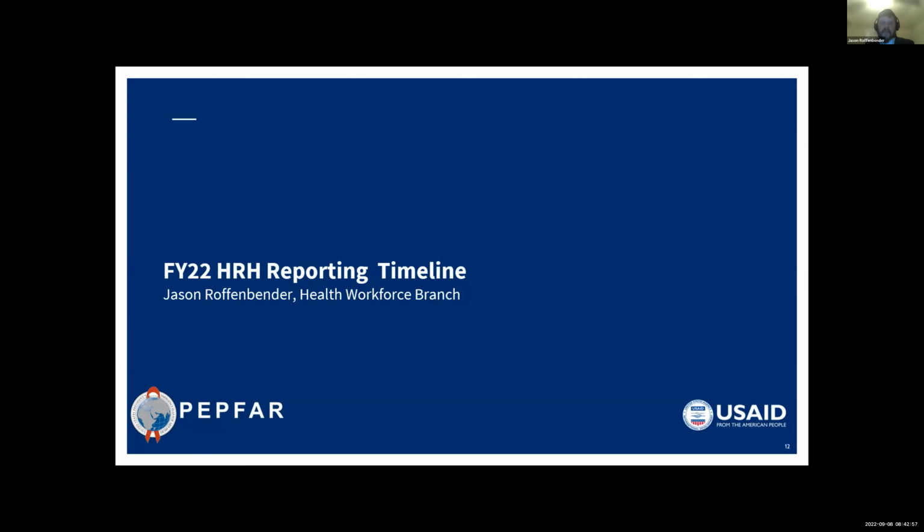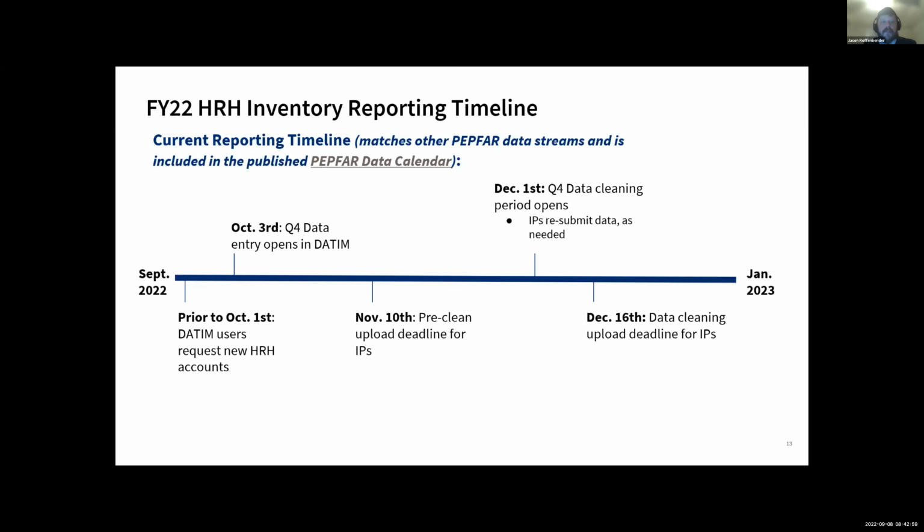So HRH inventory reporting is consistent with the PEPFAR data calendar for Q4 reporting. We request everyone who's going to be submitting the HRH inventory on behalf of their mechanism or their IM to create a Datum user account prior to October 1st. That can be done now, creating those accounts. And the reason we recommend doing that prior to October 1st is because given HRH inventory aligns with the Q4 reporting timeline, Datum opens for reporting on October 3rd. So we want to create the accounts now.